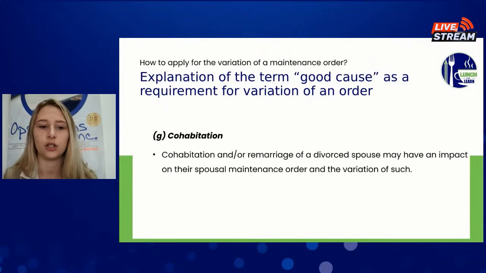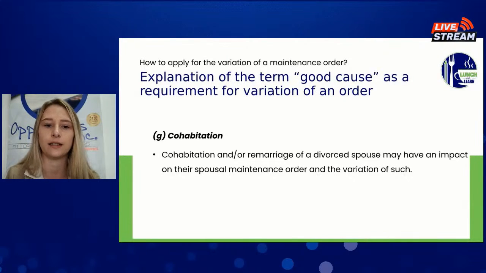So cohabitation. Cohabitation and or remarriage of a divorced spouse may have an impact on their spousal maintenance order and the variation of such. So this is just an example of spousal maintenance. When you get divorced and you've applied for spousal maintenance, the court may order that spousal maintenance to be paid, for example, for a period of 6 months or until remarriage. So when you are remarried, that order will be discharged. But we are more focused on child maintenance and not spousal maintenance.